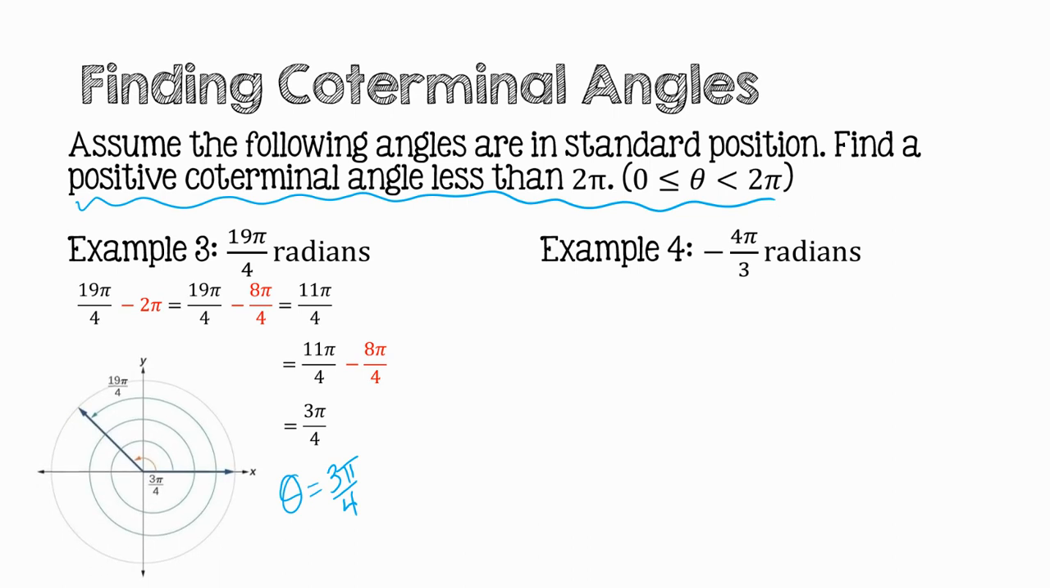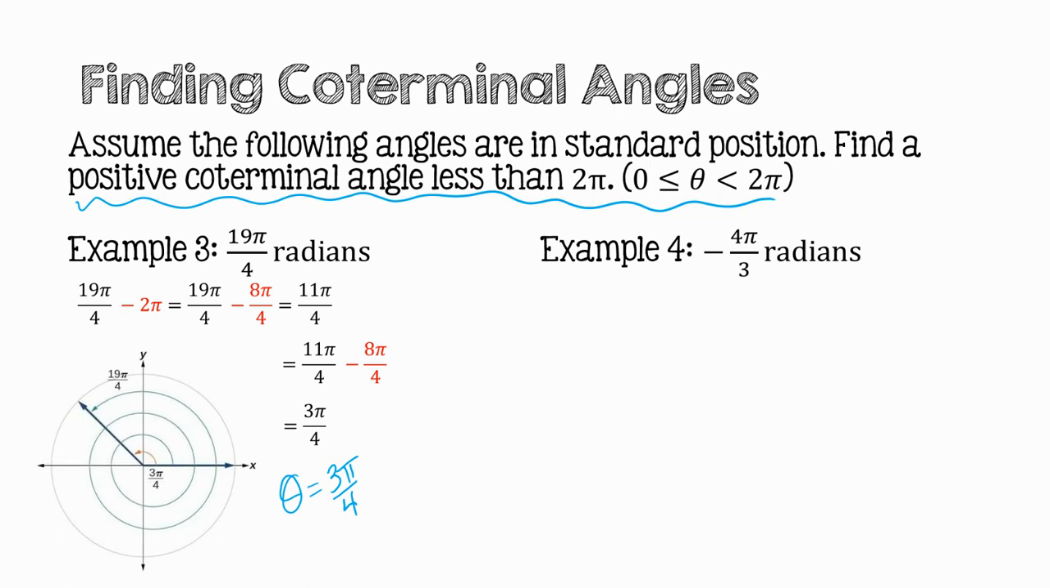To give you a little bit of a visual, 19 pi over 4 is 2 full rotations plus 3 pi over 4. Again, if you recognize that it was 2 full rotations, then you could have just subtracted from 16 pi over 4 to give you 3 pi over 4. It's up to you. All right, our next example, a negative angle measure.